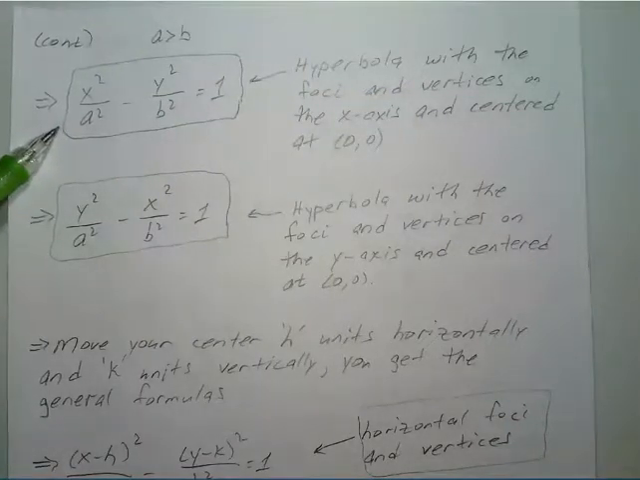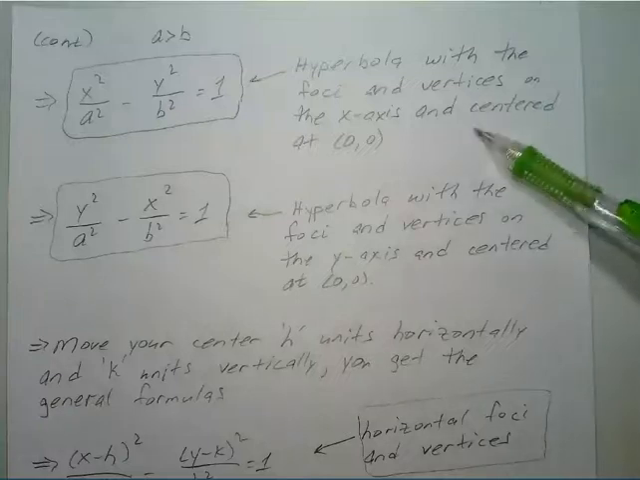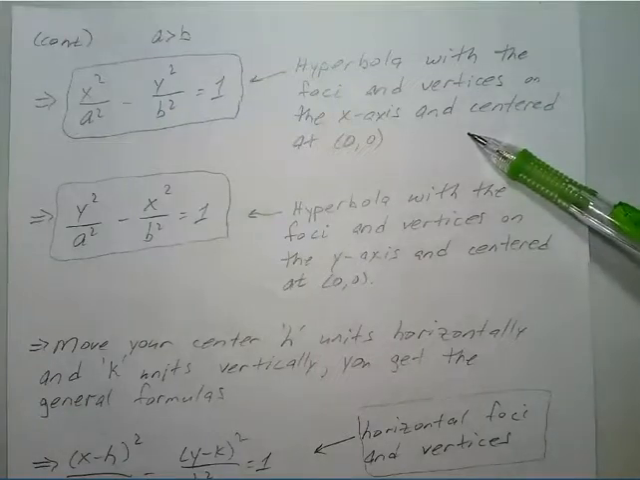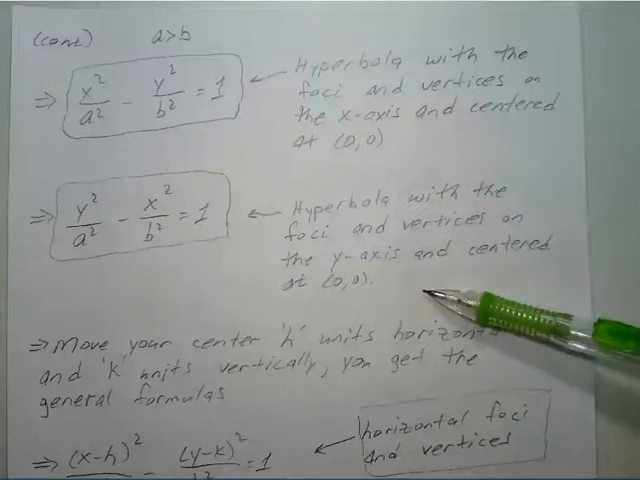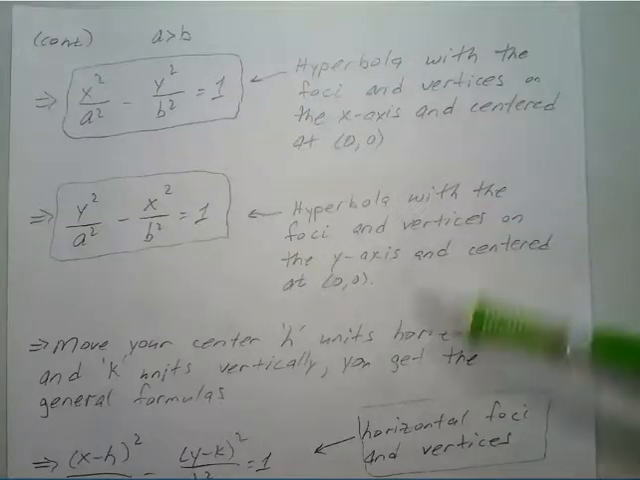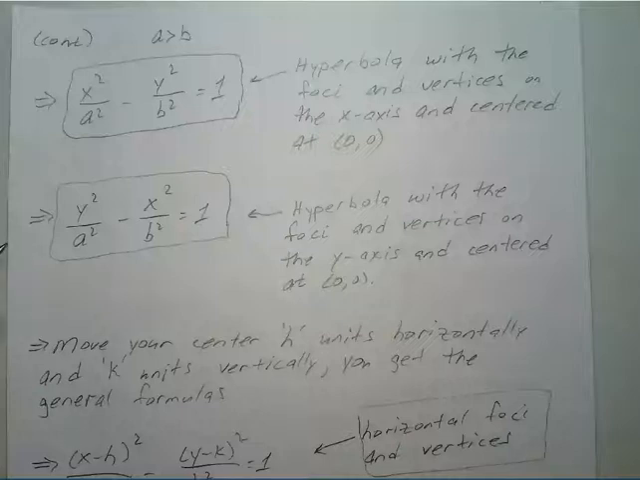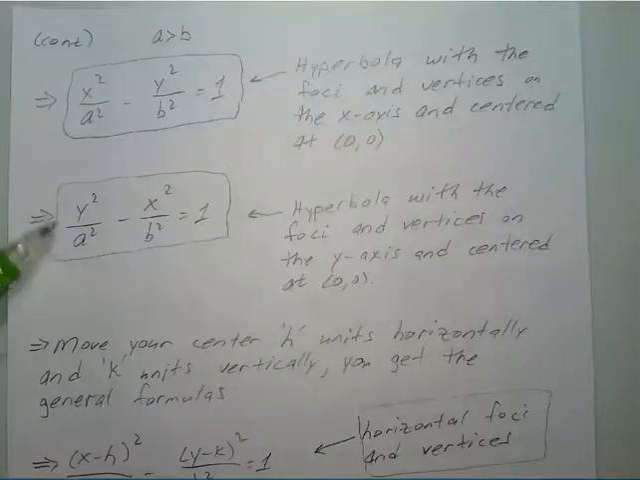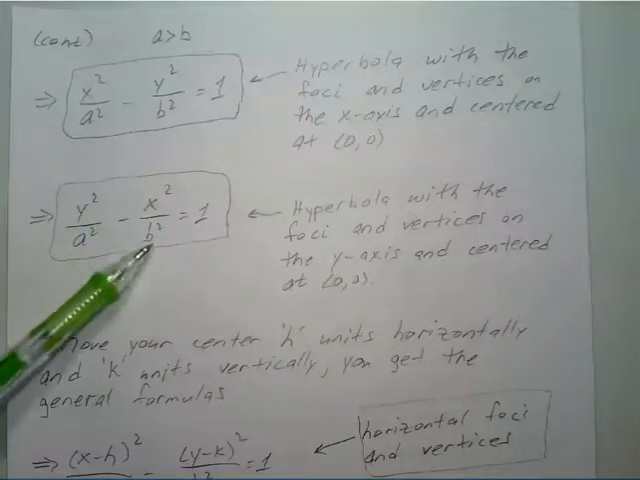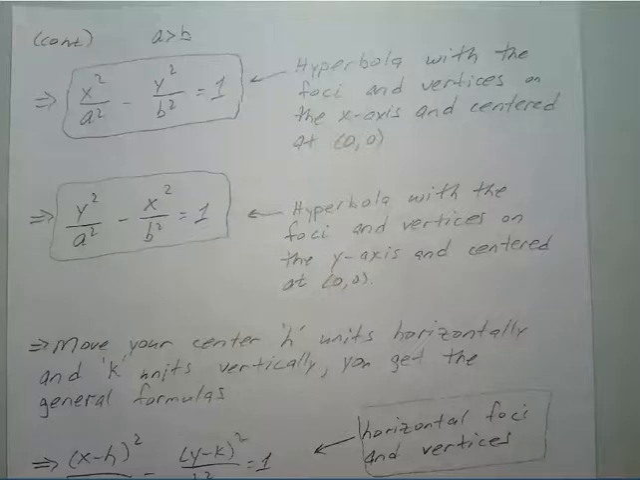Okay, so we know this is our hyperbola with the foci and the vertices on the x-axis and centered at the origin. Okay, now doing a similar proof, we kind of switch some things around, which we're not going to do. But doing a similar proof, if we had the hyperbola with the foci and vertices on the y-axis and centered at the origin, you would have y squared over a squared minus x squared over b squared equals 1.